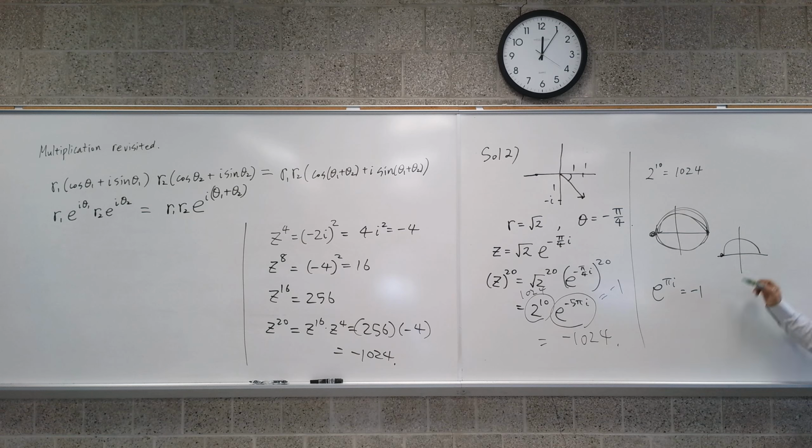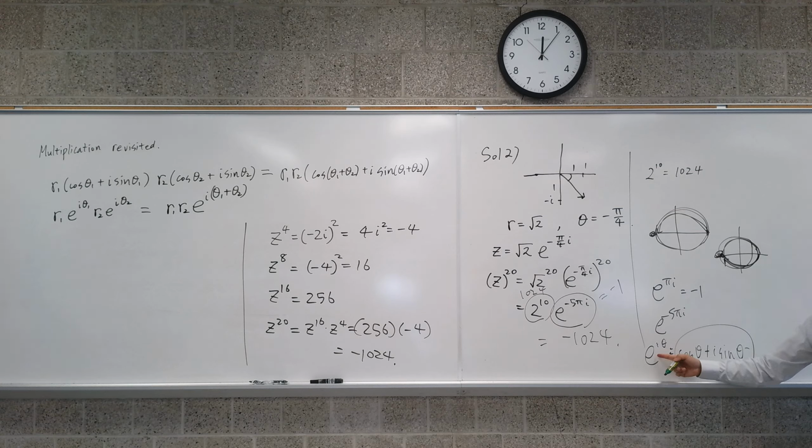Now if you want e to the negative 5 pi i, just do that. Actually it's going this way, right? So it's 1 pi, 2 pi, 3 pi, 4 pi, 5 pi. This is negative 5 pi. That's negative 1. So e to the i theta always has a magnitude of 1. Because e to the i theta equals cosine theta plus i sine theta, this always lies on the unit circle. So this has a magnitude of 1, right? Therefore, this will always have a magnitude of 1. All right, thank you.